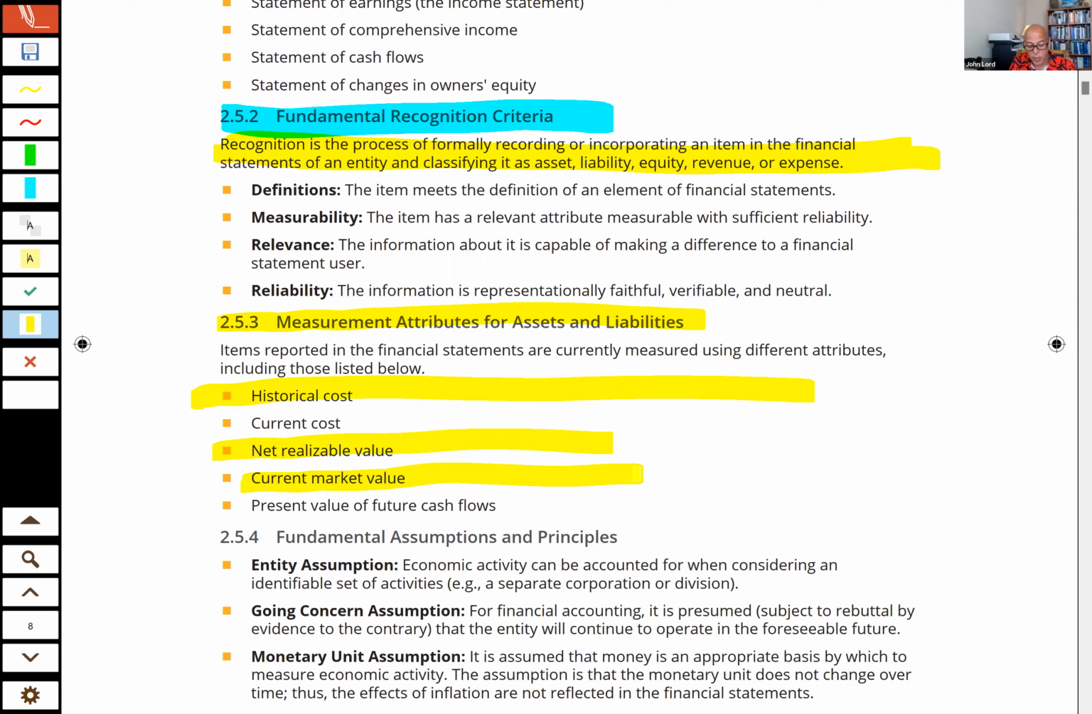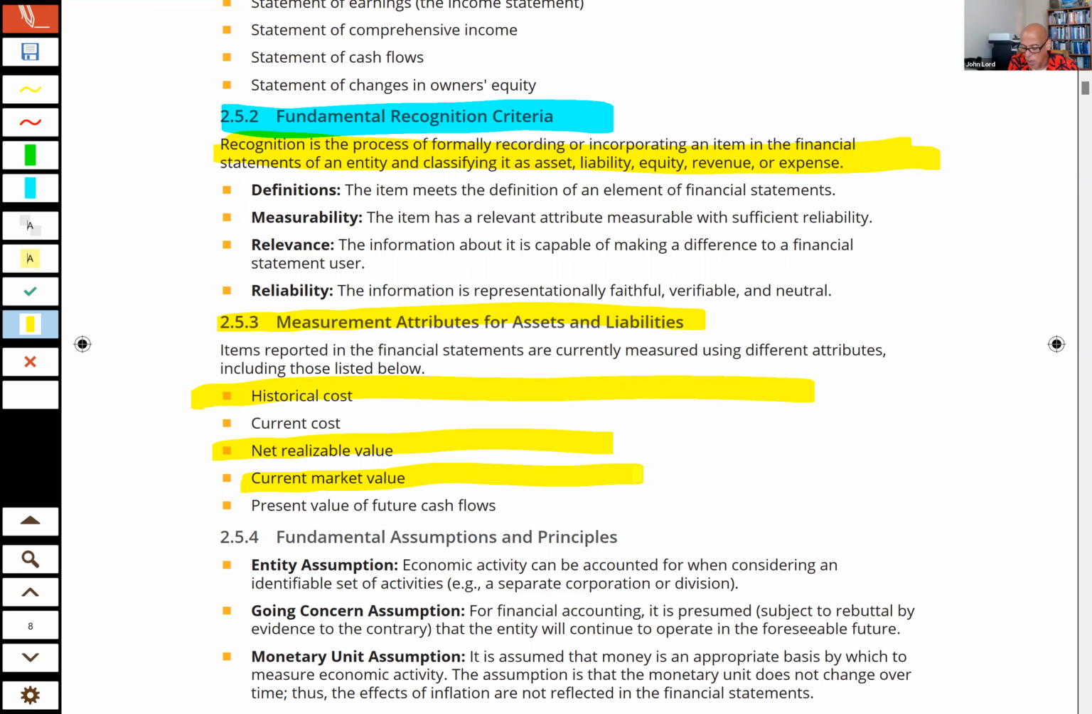Sometimes we'll use cash flows, future cash flows, the present value of future cash flows to determine, etc. All they're telling us here is that we can use different measurement techniques for different items in our financial reports. And as we go through and study those various things, we'll call out these different measurement methods for our various items in the financial statements.